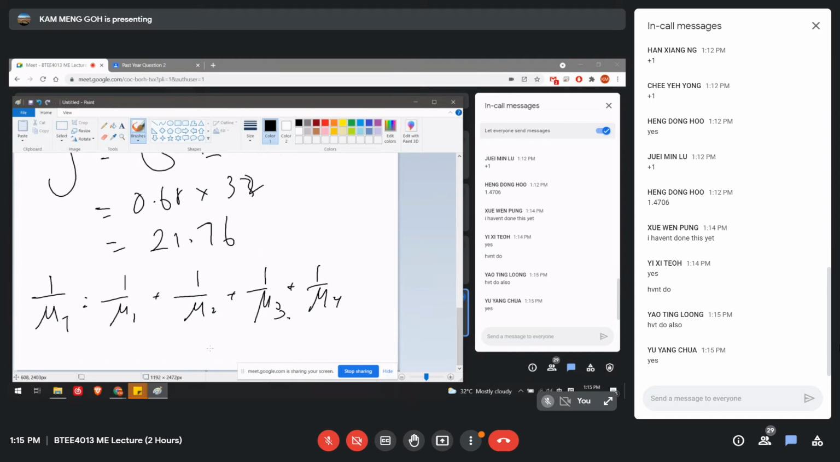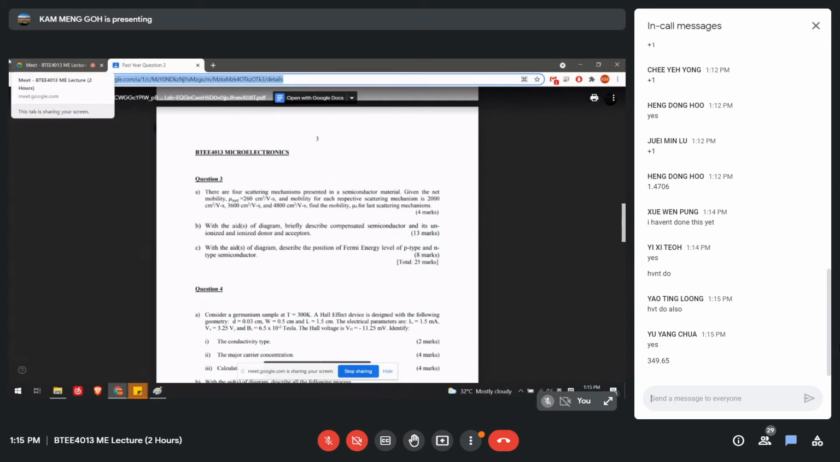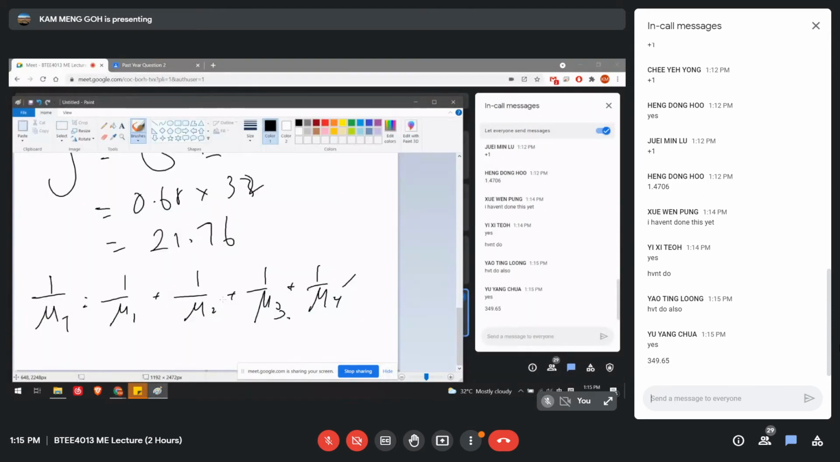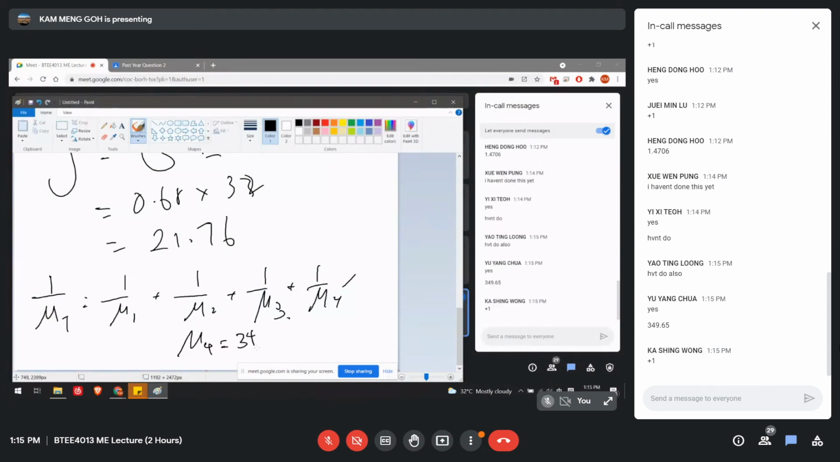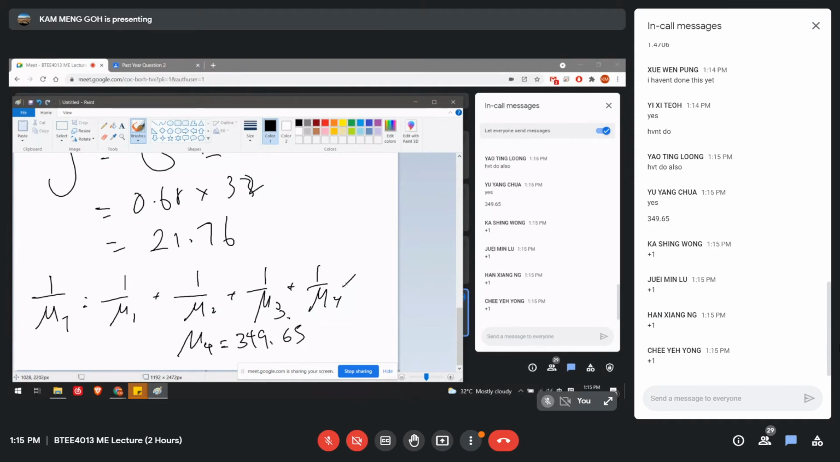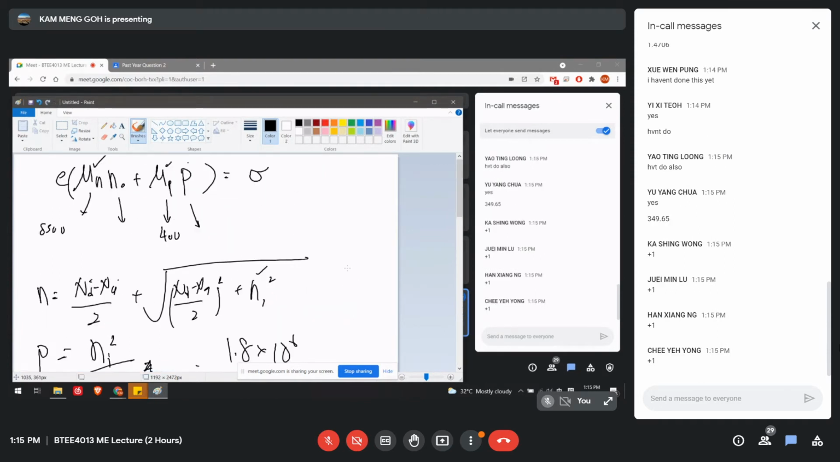What is the answer for this question? The answer for this 3A1 mu 4, okay, 349.65. Do you guys get the same answer? Okay, so this one is very direct and simple. You just need to hunt down the formula, then you should get the answer already.